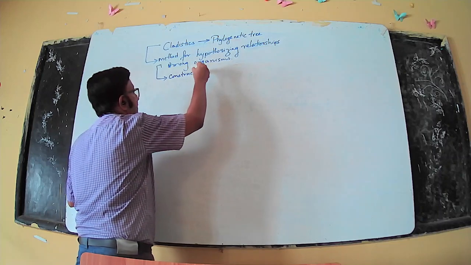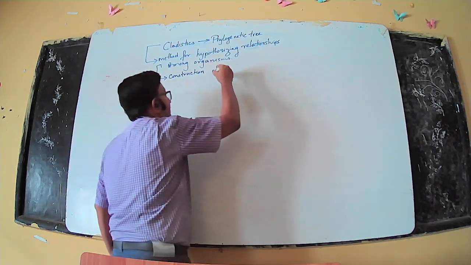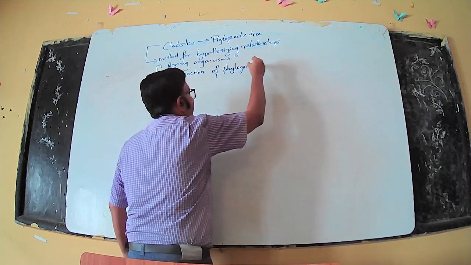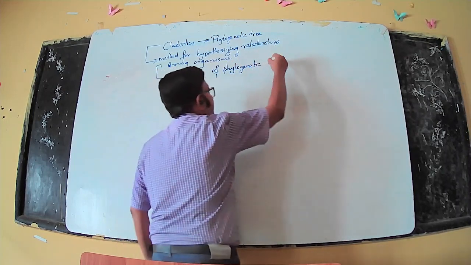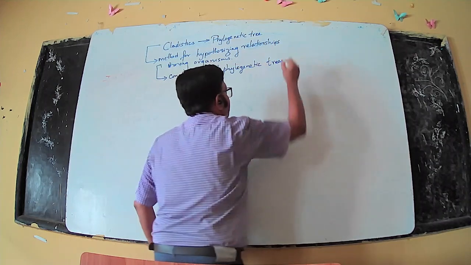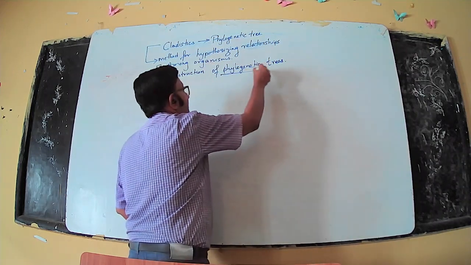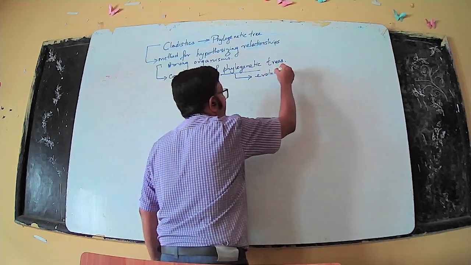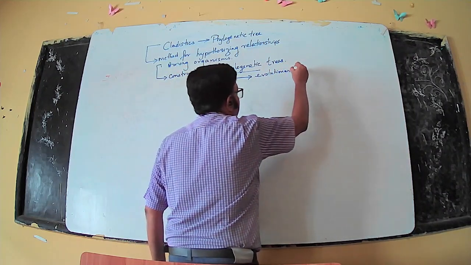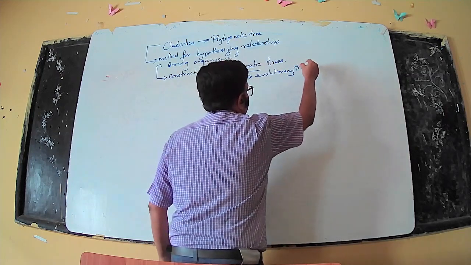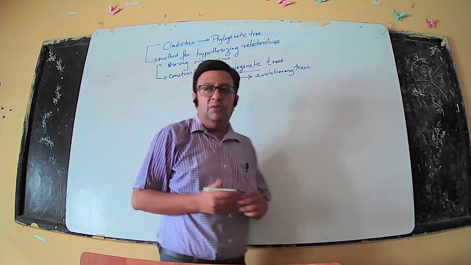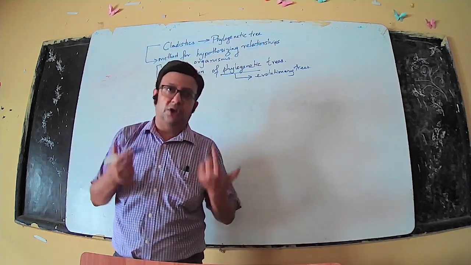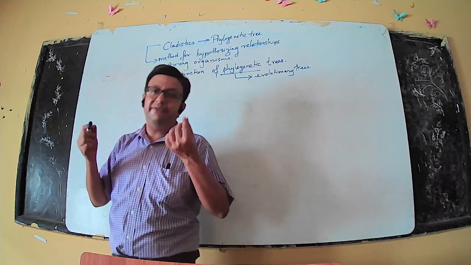construction of phylogenetic trees or evolutionary trees. So basically you hypothesize or make assumptions, logical assumptions based on certain facts.